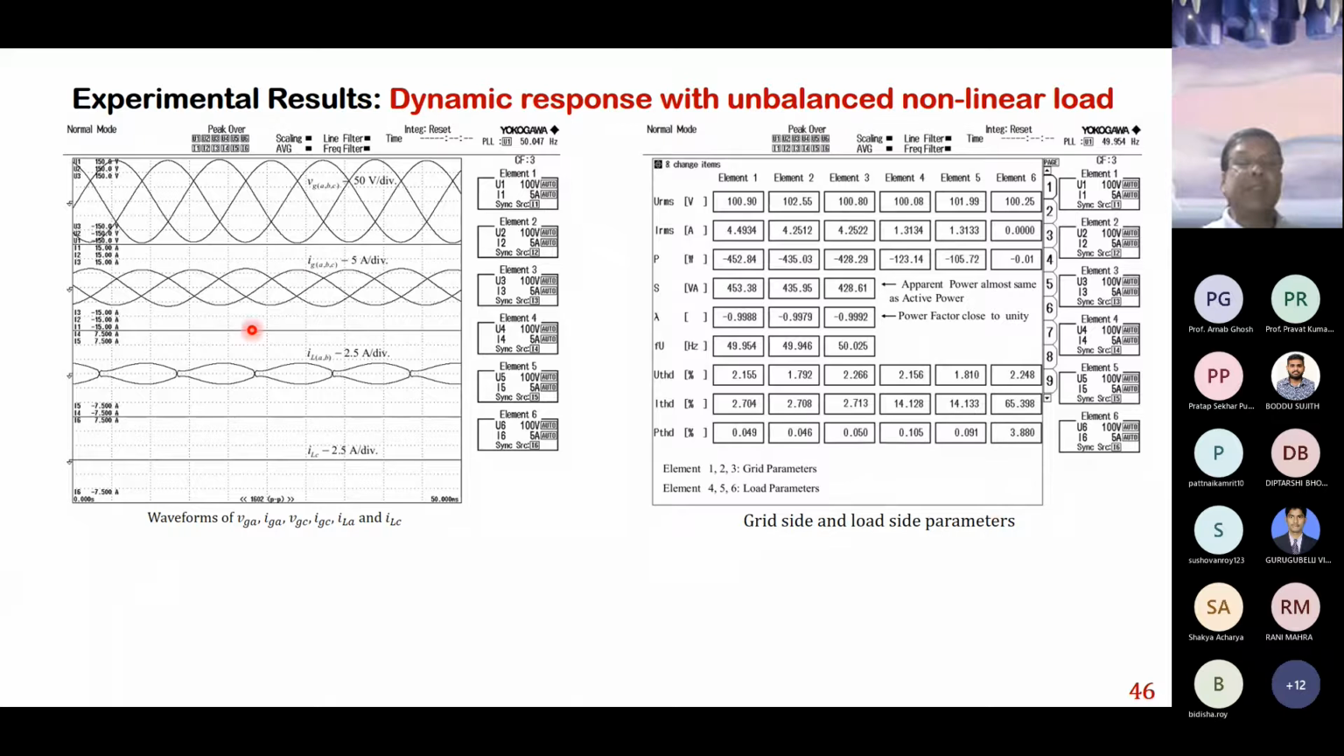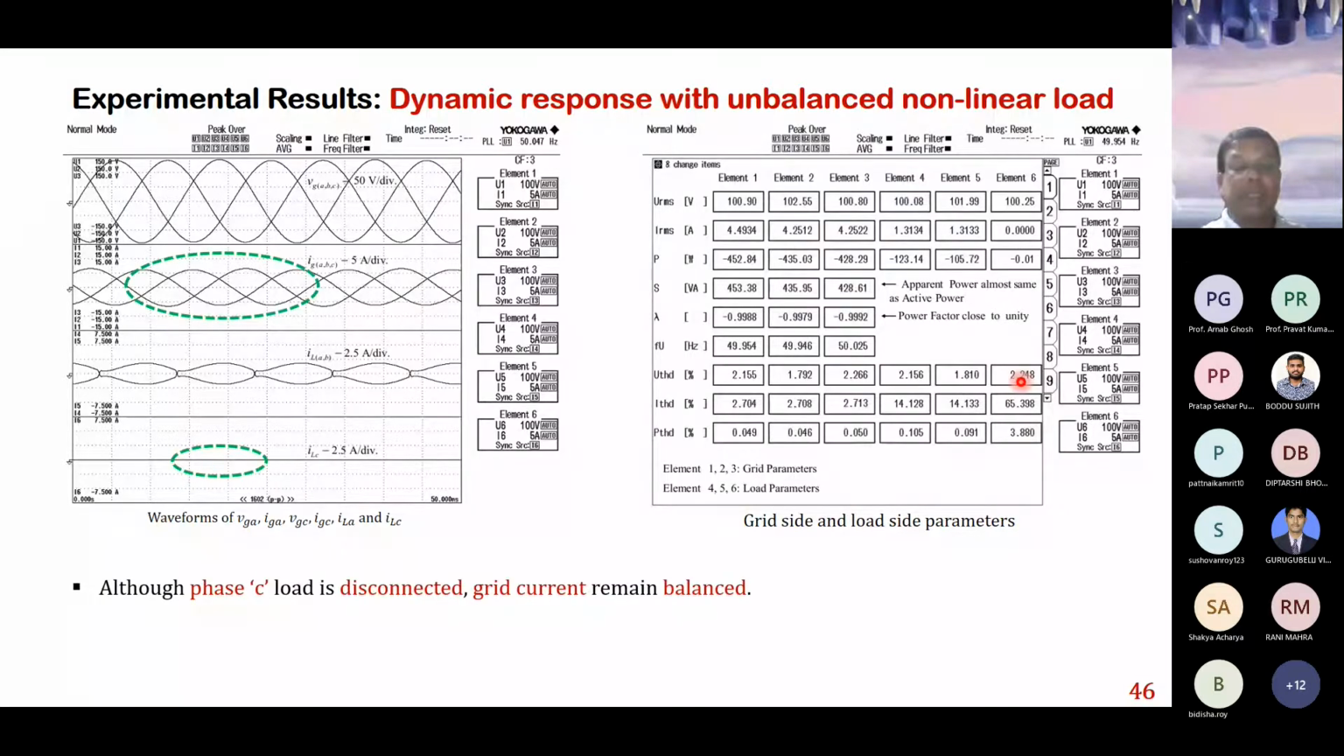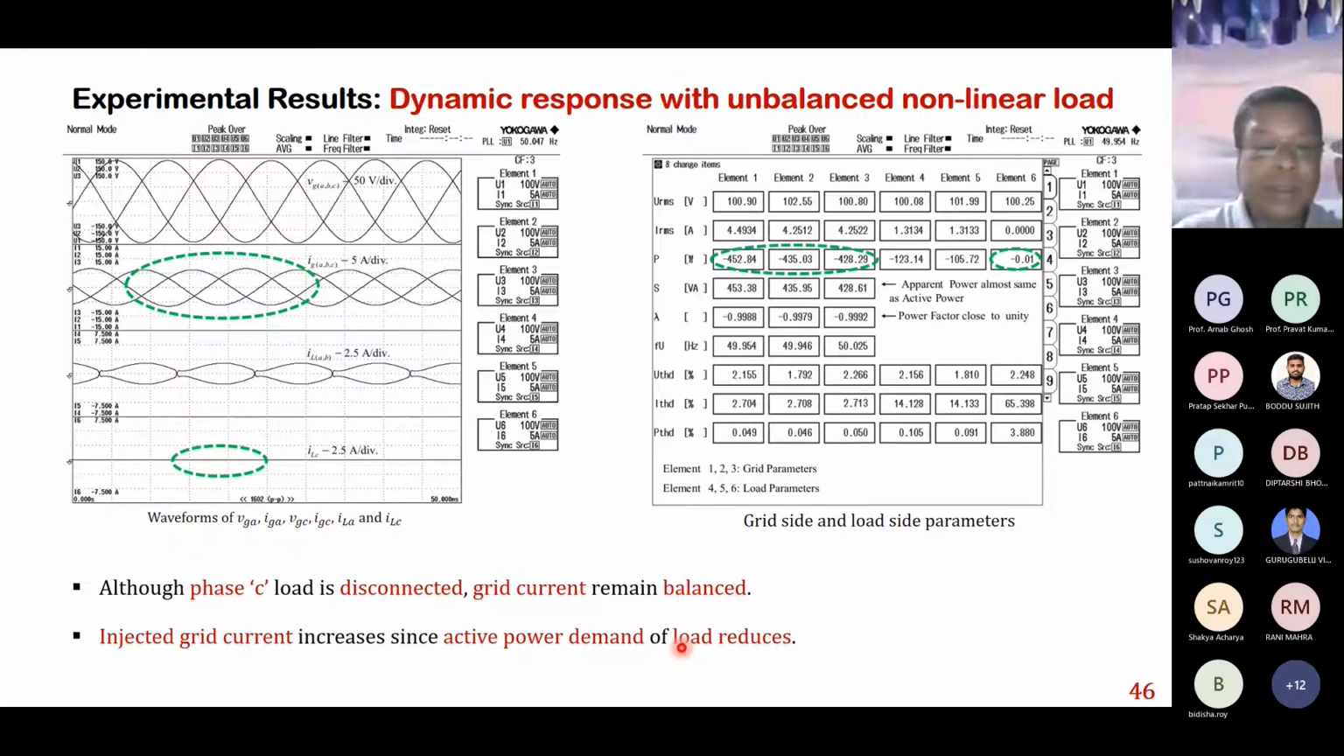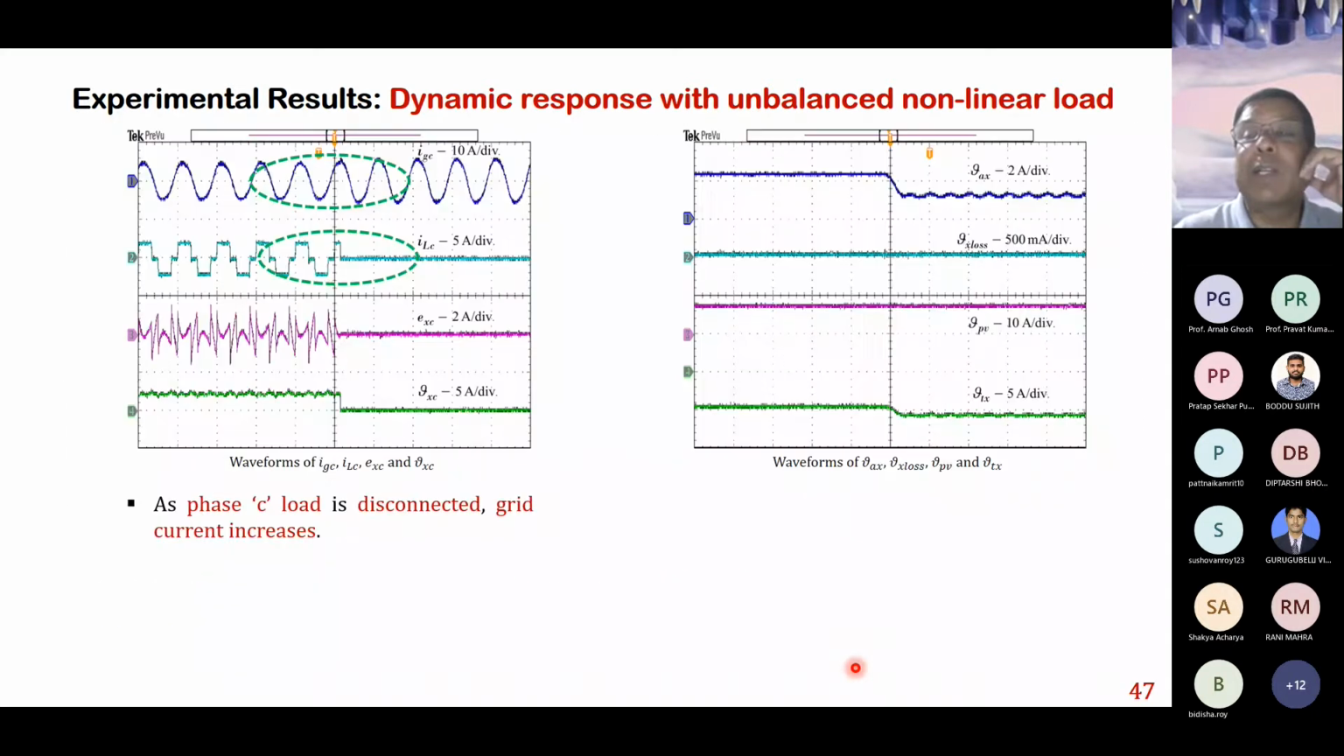And the left side figures demonstrate the grid voltage, grid current, and load current. And here we have the grid side and load side parameters. As the load in phase C is disconnected, the grid current remains balanced. Here the injected grid current increases since the active power demand of the load reduces. So this is the dynamic response with the unbalanced nonlinear load. As phase C load is disconnected, the grid current increases.